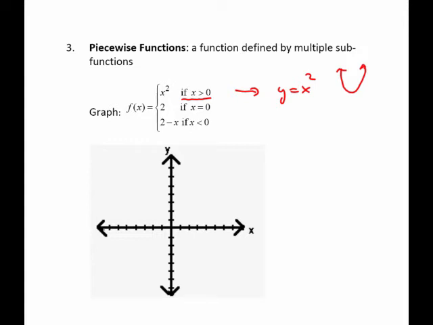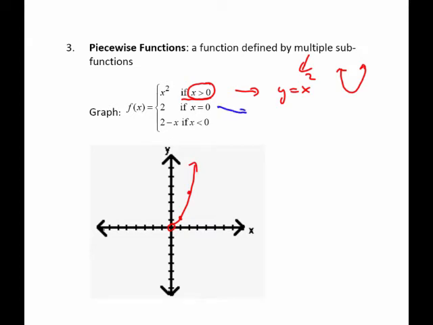If x were 0 here, y would be 0, so that would be right at the origin. But I don't want to include that point because I don't have an equal sign on my inequality. So that's going to be an open circle. Then any value of x greater than 0, which is to the right of the graph, I would graph my regular parabola. So it's going to look something like so.